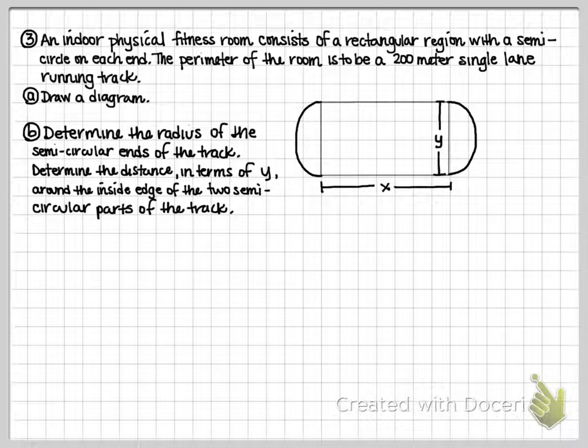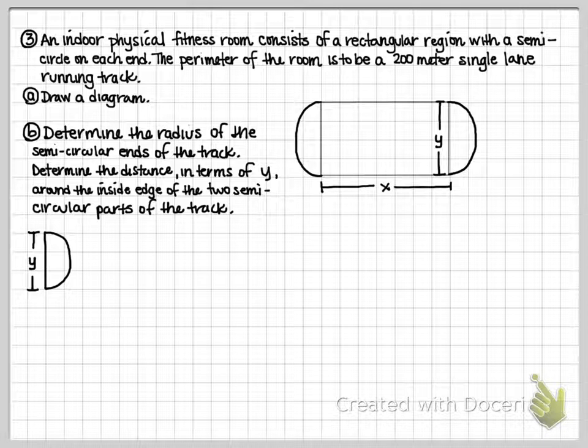Okay, so now we've got part B written down. It's the exact same part B that you have in your notes. So we need to determine the radius of the semicircular ends of the track. Let's do that first. So I think what I'm going to do is just take a little picture of the semicircular end of the track and just bring the information that I know. So there's y. And they want me to find the radius.